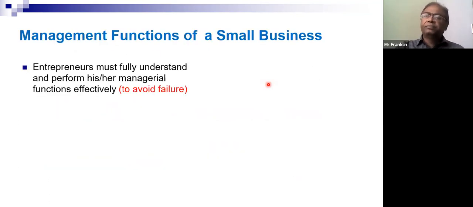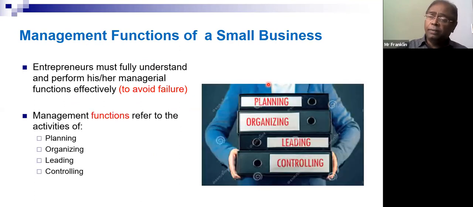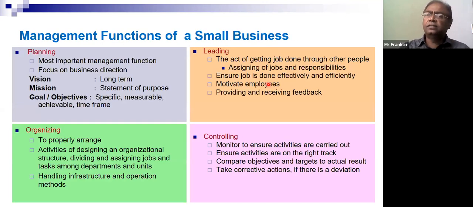Now, entrepreneurs actually need to understand and perform management so that you don't fail. You have to understand the functions of management. When you talk about managing a company, there are four main functions we need to know: planning, organizing, leading, and controlling. Planning is of course the most important part, where you talk about the vision and mission and the long-term statement of purpose.